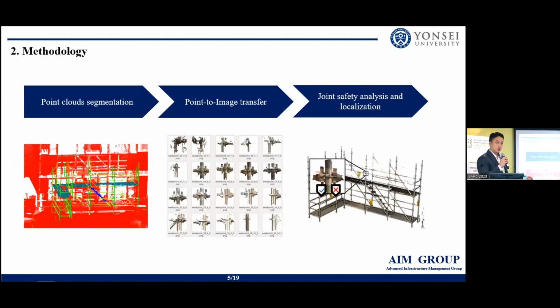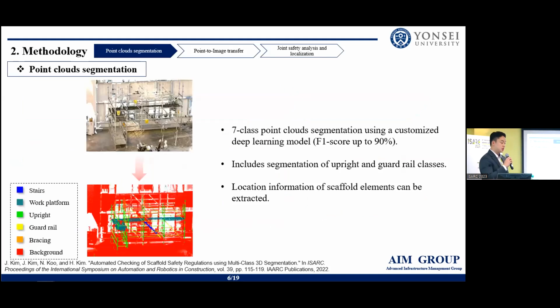And this is our overall methodology. We first start with point cloud segmentation, and we go over to transferring point clouds to images. And we use the transferred images to analyze the joint safety status and localize it on the whole 3D map. For the point cloud segmentation, I used a customized deep learning segmentation model, which we accomplished in our former research. This customized model returns point cloud data that is divided into 7 classes with an F1 score up to 90%. And from this segmented information, we can extract the X, Y, and Z coordinates of each upright and guardrail of the scaffold components.